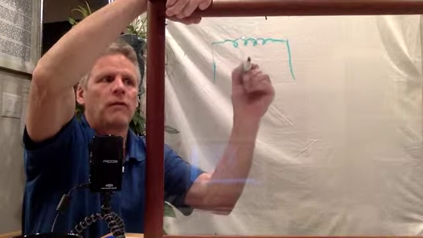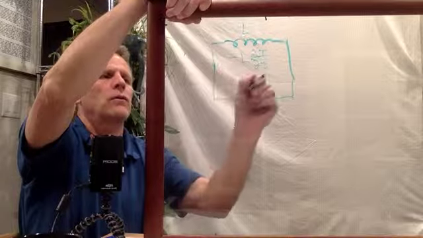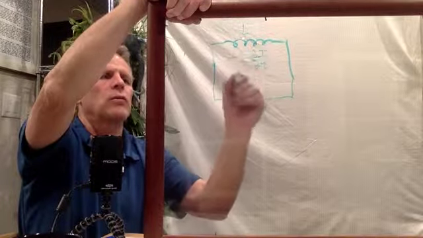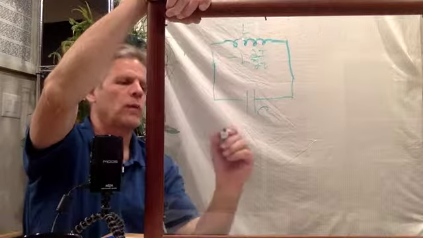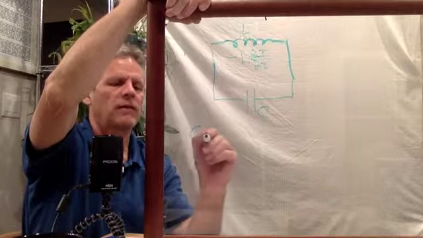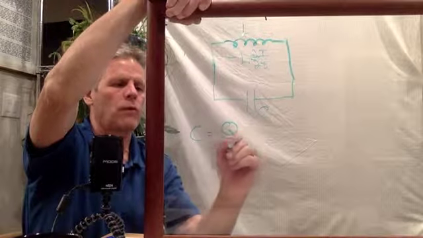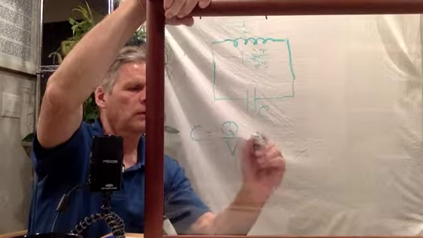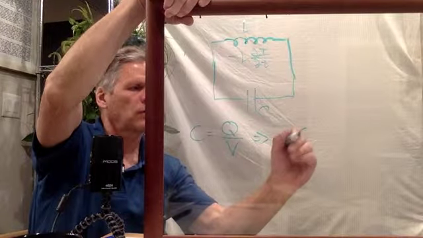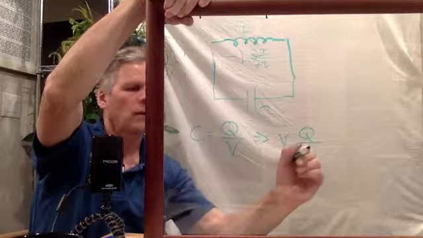Okay, what if we had a circuit that was like this? What if we had a circuit that had a capacitor C and an inductor L? Well, here's the voltage across an inductor. What's the voltage across a capacitor? You remember we defined the capacitance as C equals Q over V, so therefore the voltage is just Q over C.